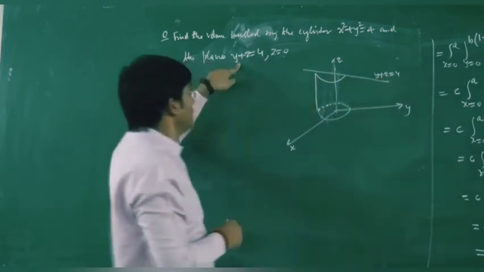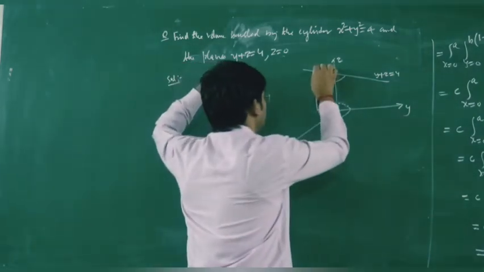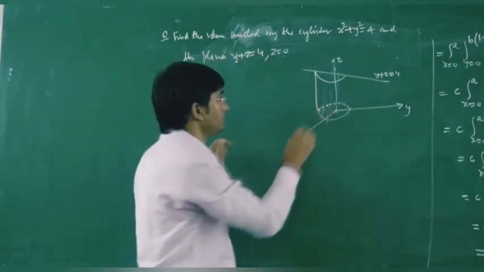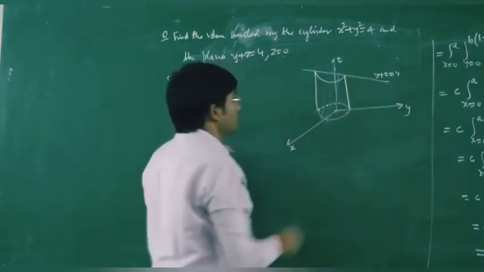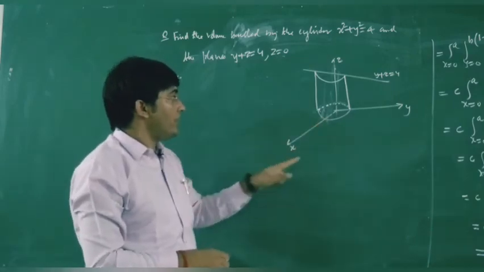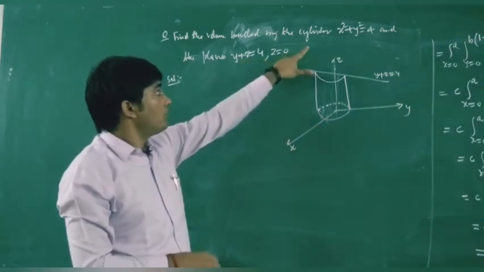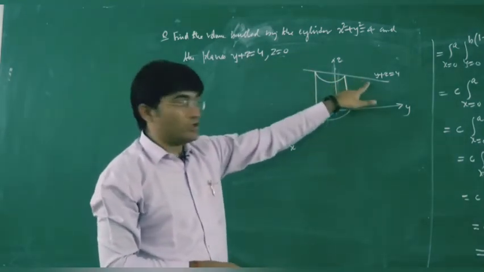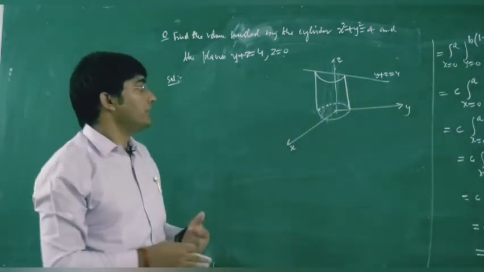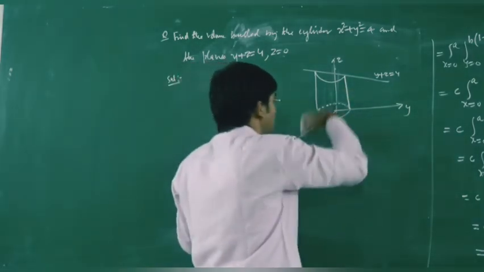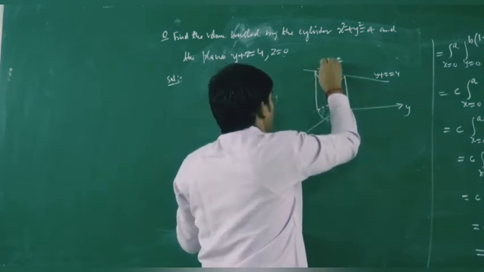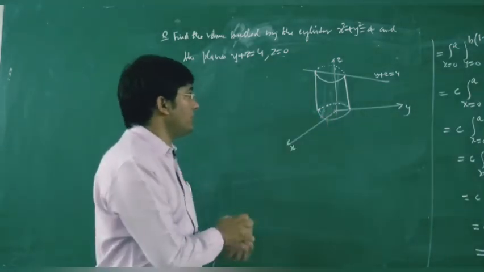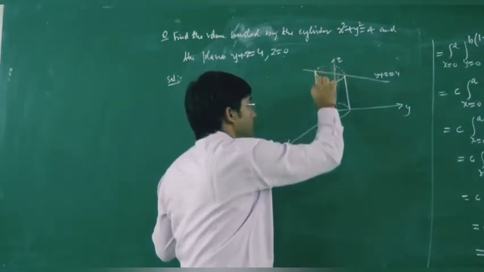So we have to evaluate the volume bounded by this cylinder. So this is your cylinder, and the plane, this is your y plus z equal to 4, and the plane z equal to 0. So the plane z equal to 0 means this xy plane. So this is your cylinder, and here we have to evaluate the volume of this portion.